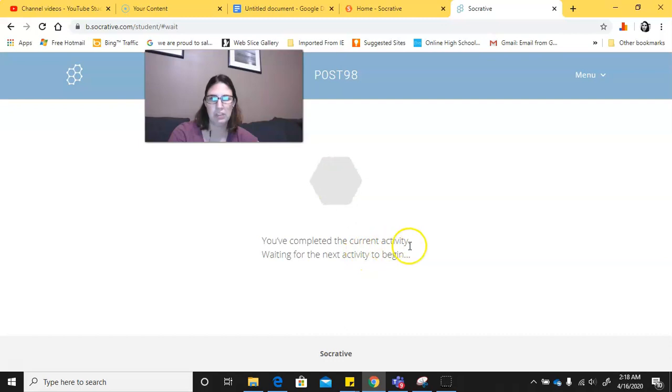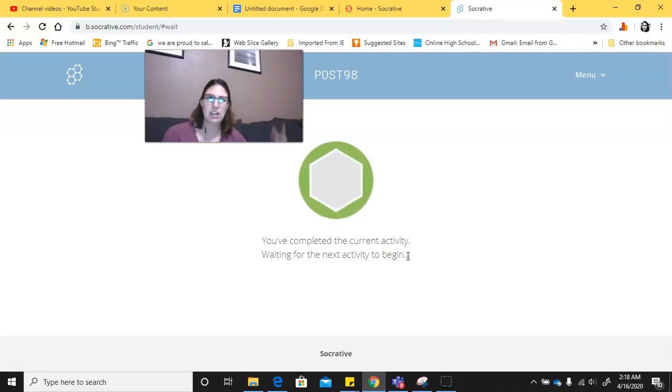It says you completed the current activity, waiting for the next activity to begin. Okay, so try to think of a way to do the square root symbol if you need it. I usually just do SQRT. And that's it. And then you guys can just log out, and then you're done, okay? And then I'll get the answers right away, and that's it.